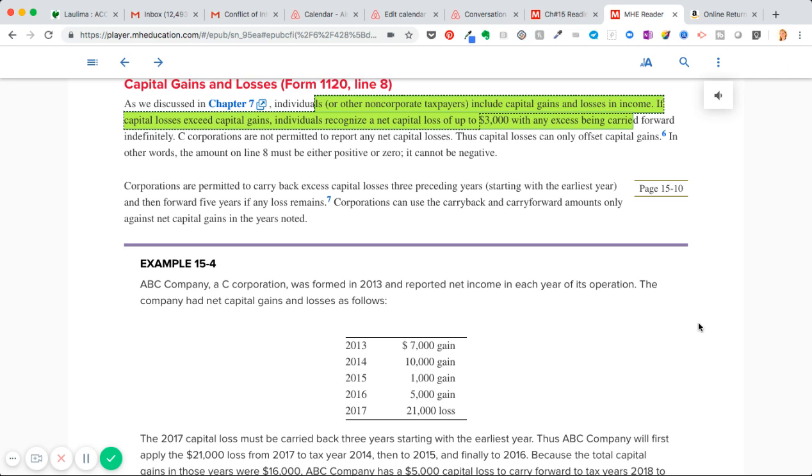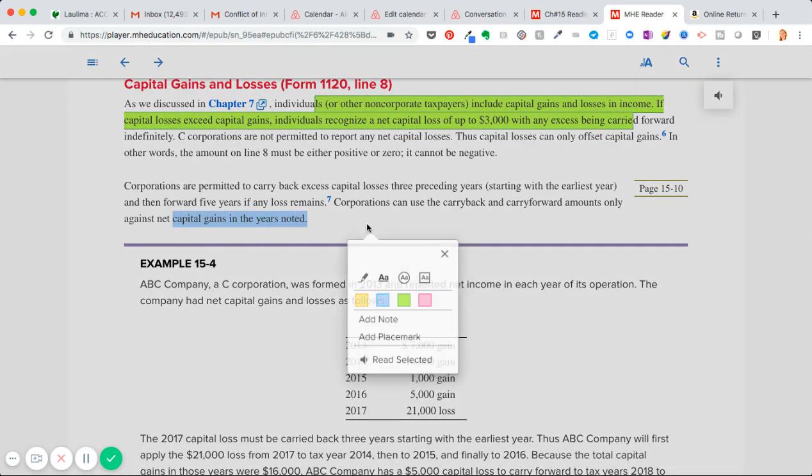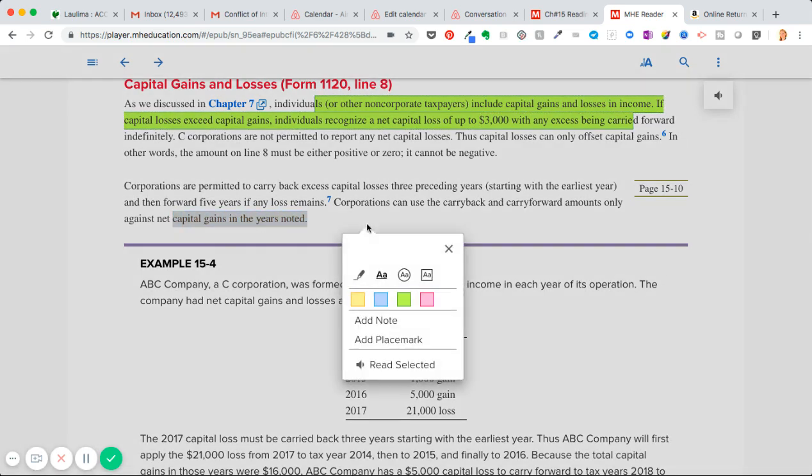So corporations are permitted to carry back excess capital losses 3 years and then carry it forward 5 years. So they start and they must carry it back and then carry it forward. They have to go in order. But it's only against capital gains, which means sales of assets.